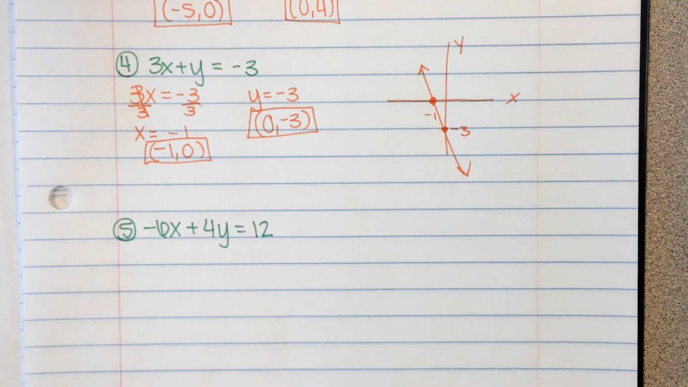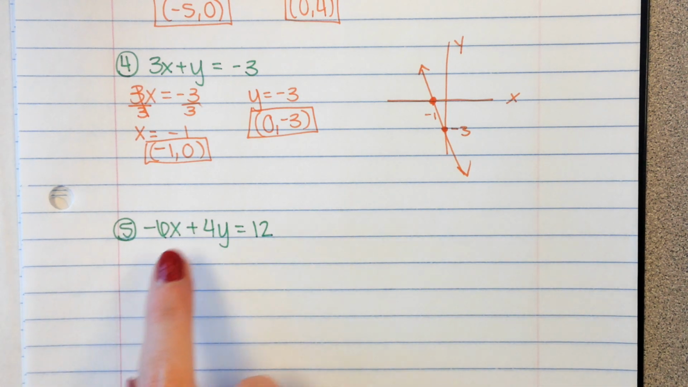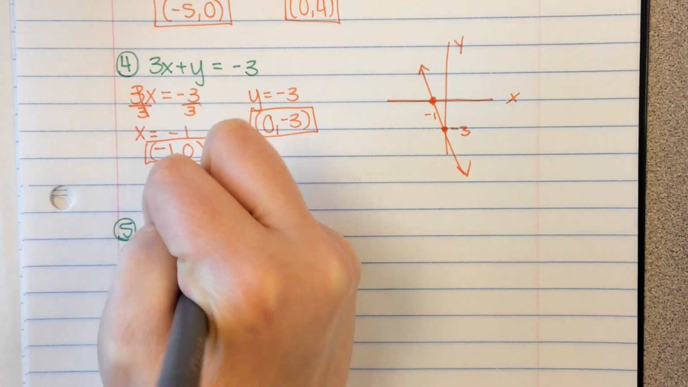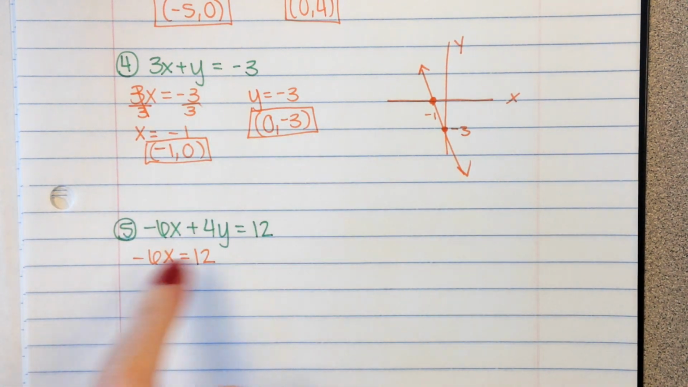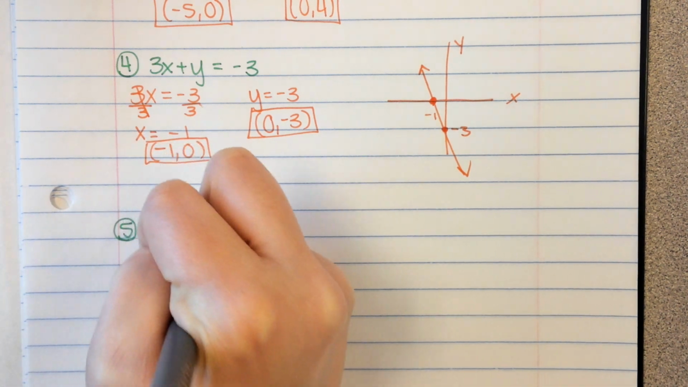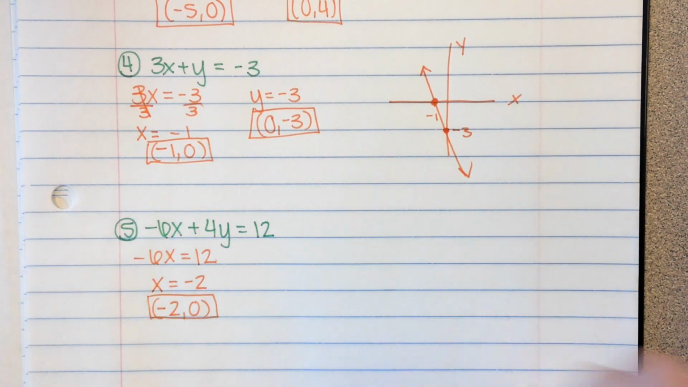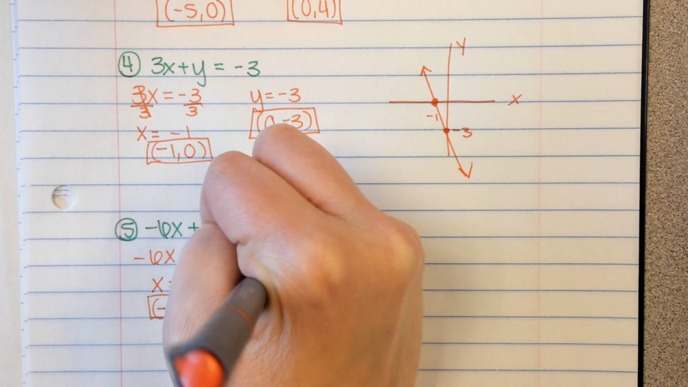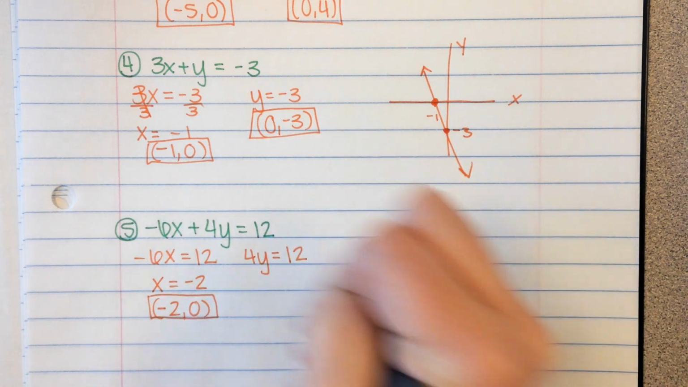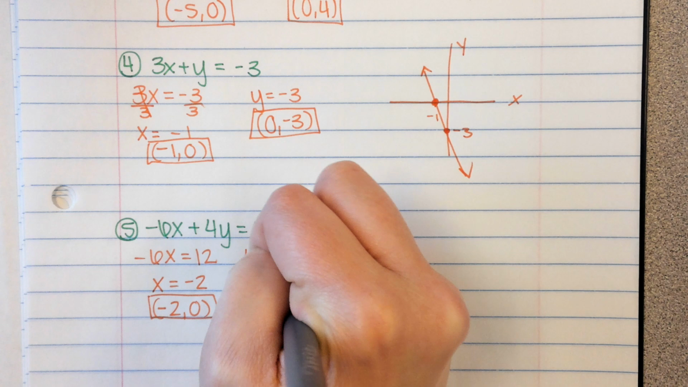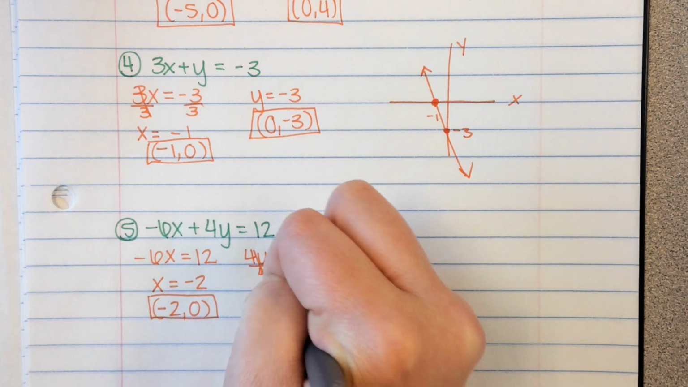All right, and one more. So for number 5, let's solve for x first. Cover up y. Negative 6x equals 12. You divide both sides by negative 6, and you get x equals negative 2. So your ordered pair is negative 2, 0. All right, the other one is 4y equals 12. Divide both sides by 4. You get y equals 3. So your ordered pair is 0, 3.